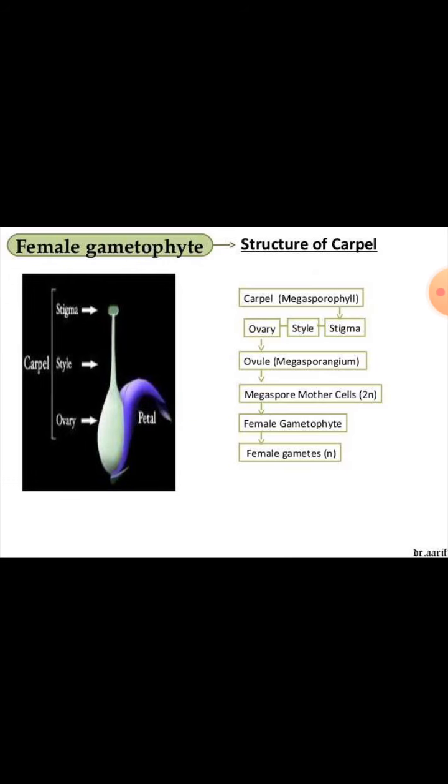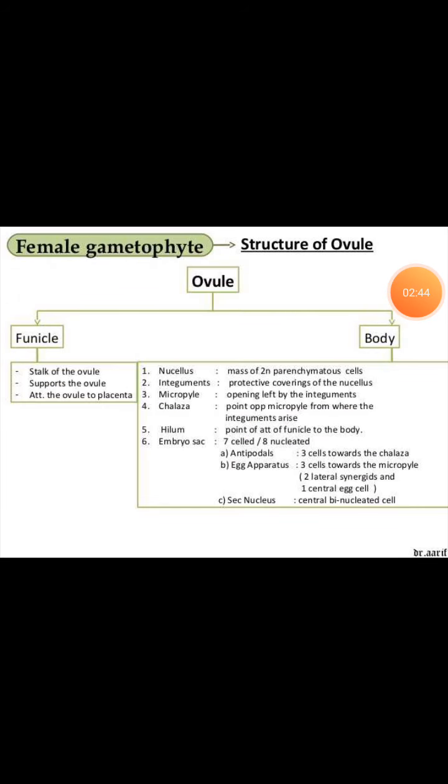Next, the structure of the ovule, otherwise called the megasporangium. The ovule consists of a funicle. The funicle is nothing but the stalk of the ovule, supporting the ovule and attaching it to the placenta. Then there is the body. The nucellus is a mass of diploid parenchyma cells. The integument is the protective covering layer of the nucellus.